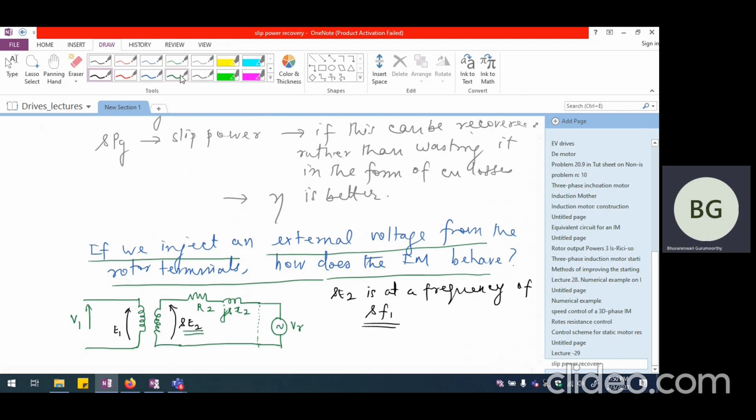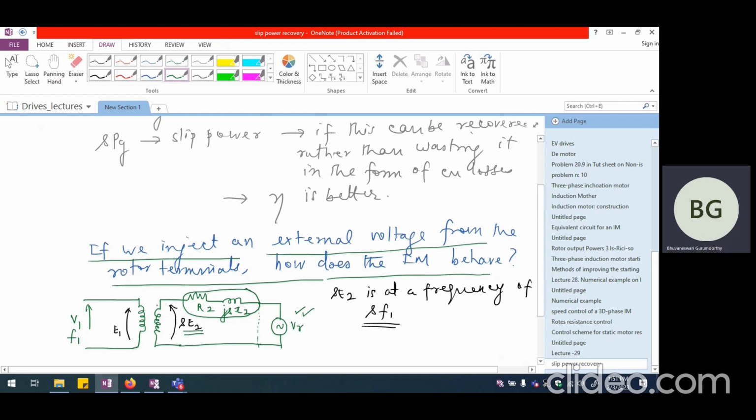So if I say that the stator voltage is at a frequency of F1, then the rotor side voltage is going to be at a frequency of S times F1. So even VR should be at S times F1 so that it matches with S times E2. Because if I am supplying two different frequencies to a common circuit, then it can actually play havoc. So that is the reason why we choose a frequency which is exactly the same as that of this.